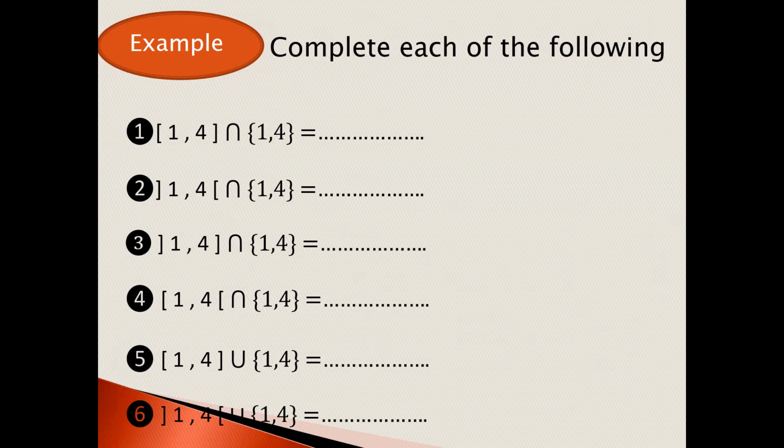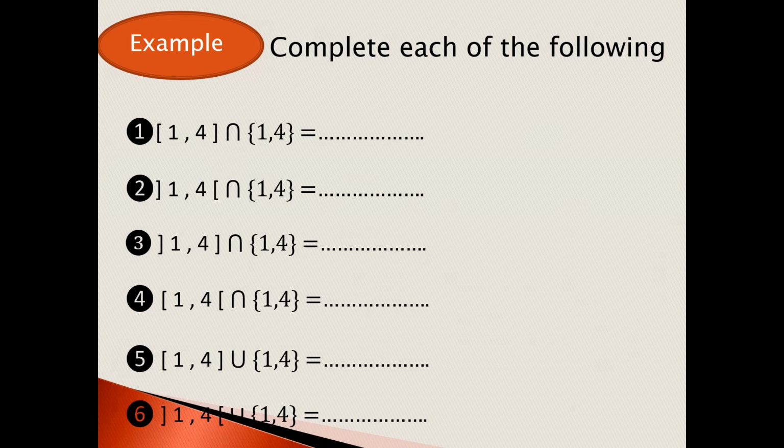Number 3. The interval 1 open, 4 closed, intersection with the set {1, 4}. Okay, 1 is not included, so I can't take it as a common number between them. 4 is closed, and 4 is included in the set {1, 4}. So the answer will be the set {4} only, because number 4 is included in both of them.